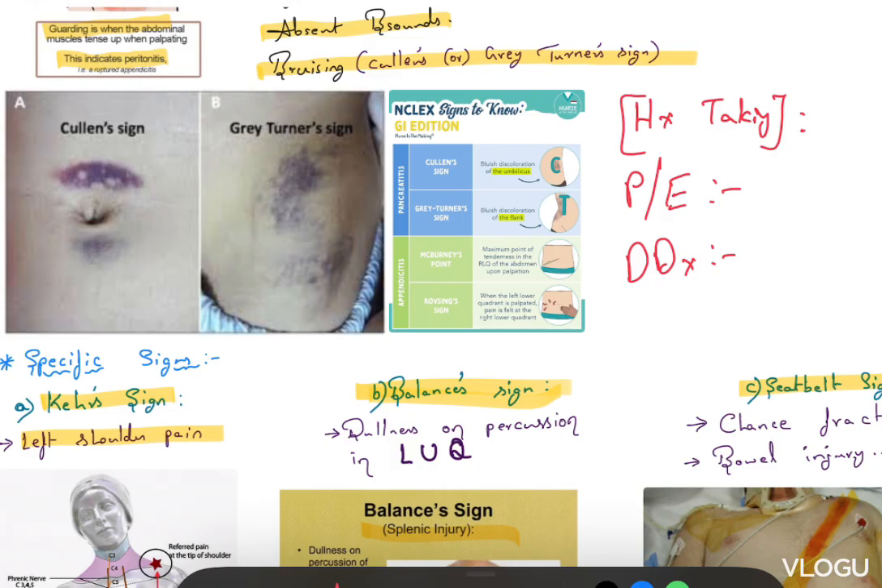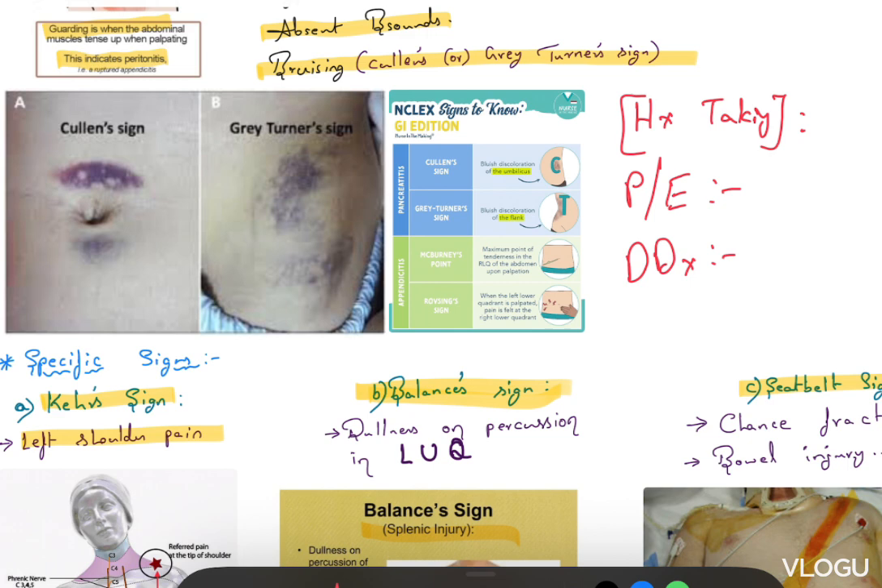So if the patient gets left upper quadrant pain with shock, we have to suspect splenic injury, so you can give splenic injury as a differential diagnosis. If the patient gets right upper quadrant pain, we can give liver injury. If you are suspecting peritonitis signs like guarding, rigidity, and tenderness, then we have to suspect hollow viscus injury.